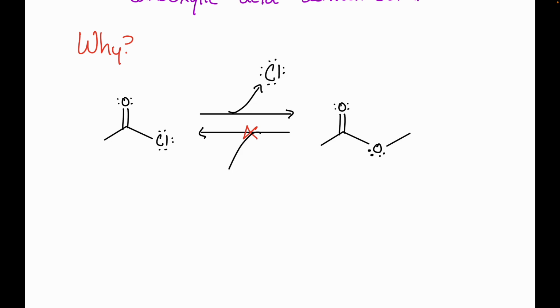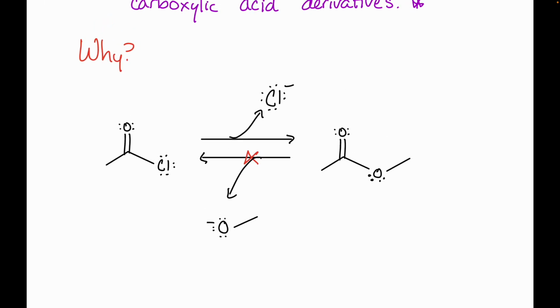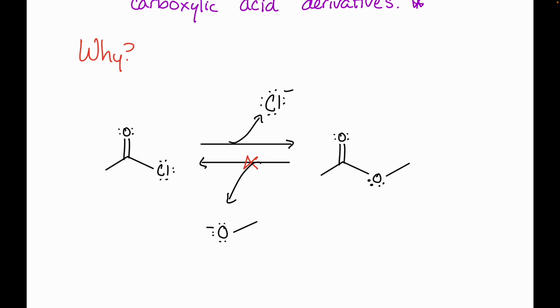If we tried to go the other direction, then we'd have to break this bond here, and we'd kick off this negatively charged oxygen. Oxygen is not as stable with that negative charge. All right, so the bottom line is, what does our ranking here represent of most to least reactive? These are ranked from most to least reactive because that group that you're kicking off is a better leaving group. All right, so why? Because you remove the better leaving group.